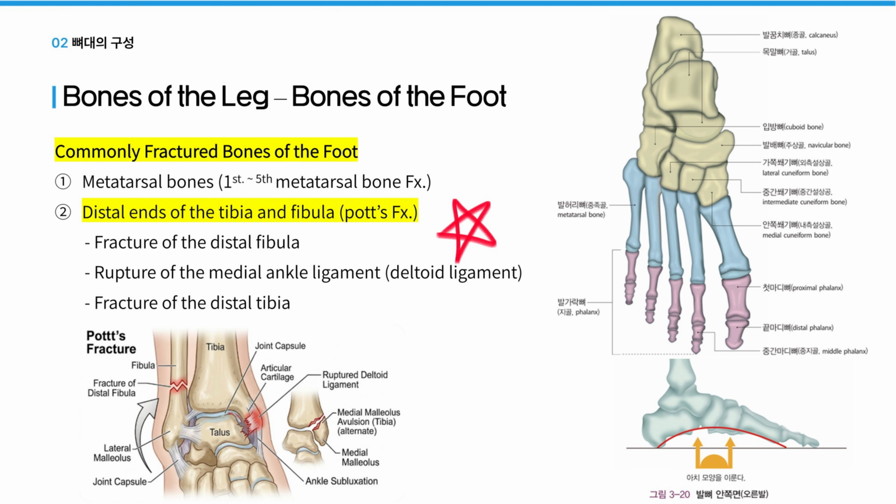Now, let's move on to the bones of the foot. First, the metatarsal bones, the first through fifth metatarsal bones. These fracture easily when a strong external force lands directly on the top of the foot. Second is Pott's fracture, involving the distal ends of the tibia and fibula. This is the most classic type of ankle fracture, involving a combination of a distal fibula fracture, a torn deltoid ligament, and a distal tibia fracture.